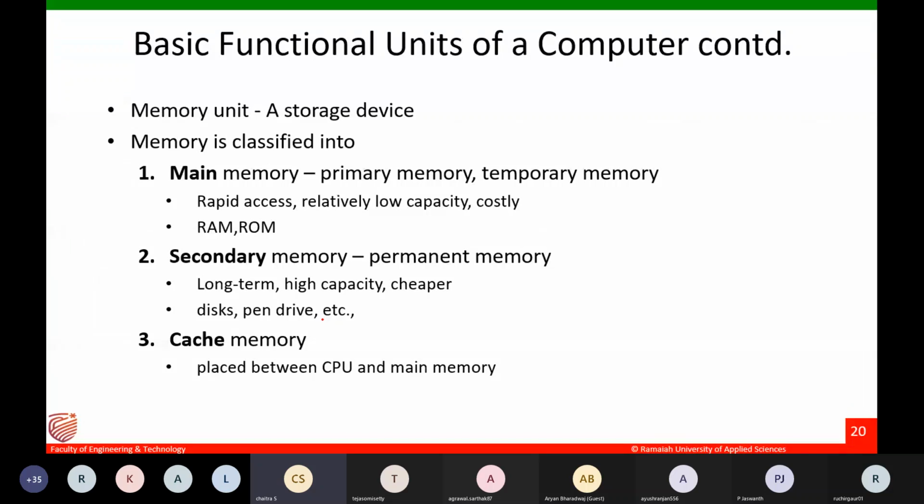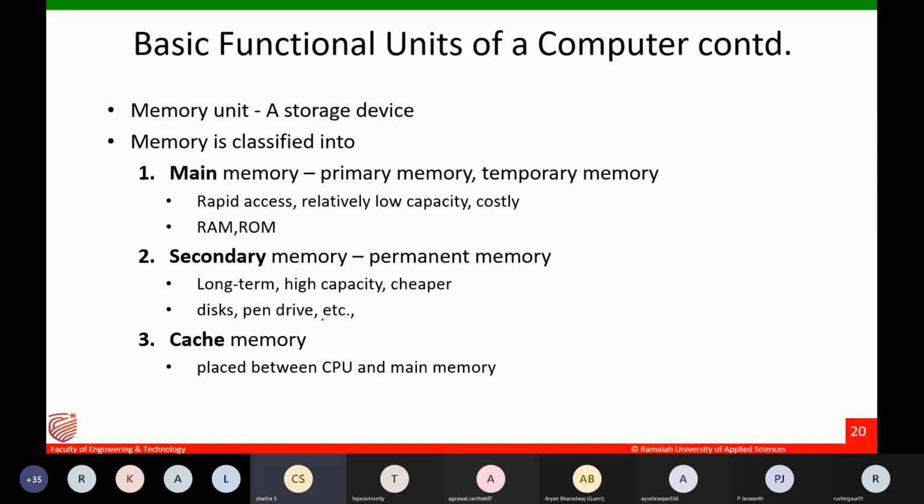We have the memory unit. As you all know from your schooling, you have 3 types of memory: main memory, secondary memory, and cache memory. Main memory is nothing but primary memory. Once the power is off, all the data is erased. Secondary memory is permanent memory. Even when the power is off, all the data is present. How? Using pen drives and hard disk. So in your CPU also there is a hard disk where data will be stored.